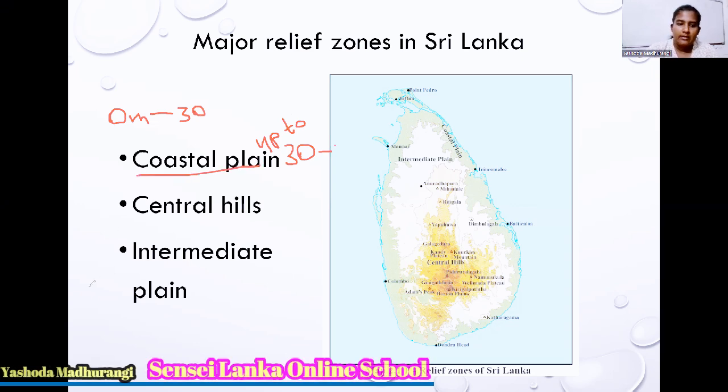Then intermediate, it is 30 to 300 meters. From 30 meters to 300 meters land. Central hills means 300 plus. If the land area is above 300 meters in height from the sea level, that is central hills. This is the way we have to understand.